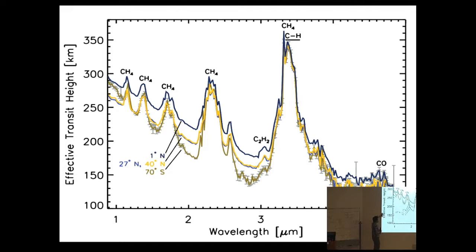So I'm plotting this as effective transit height, which just scales with the transit depth, as a function of wavelength through the near infrared. You see plenty of strong methane bands, because methane is very abundant in Titan's atmosphere. Some of the more wimpy things like acetylene do poke up a bit above this continuum that's set by the haze.